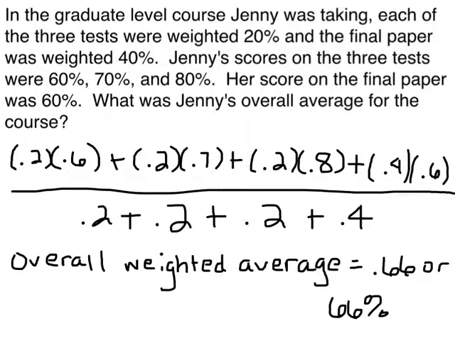And then the last one, the final paper, she made a 60, and it was weighted at 40%, so we have 0.4 times 0.6. Then we add the 0.2, 0.2, 0.2 plus 0.4, and we get 1.0. So her overall weighted average, when you figure that out, do it on your calculator, was 0.66 or 66%.